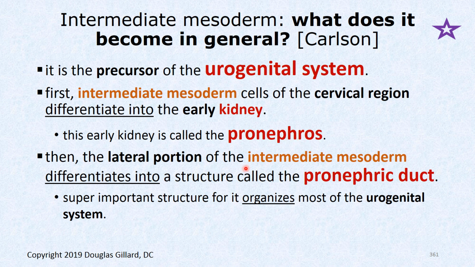The lateral portion of the intermediate mesoderm in that region differentiates into something called the pronephrotic duct, which is super important in basically orchestrating the formation of the urogenital system. So we'll get into that when we talk about formation of the kidney. But that's a little precursor.